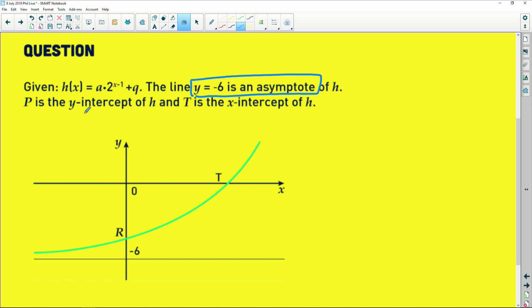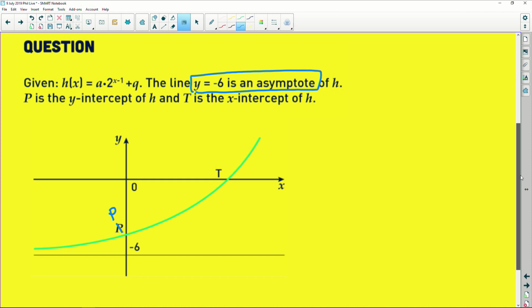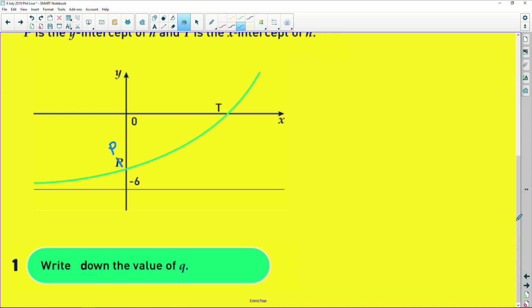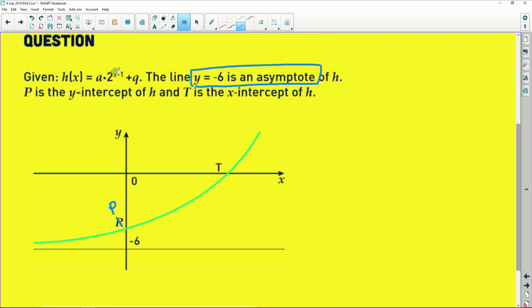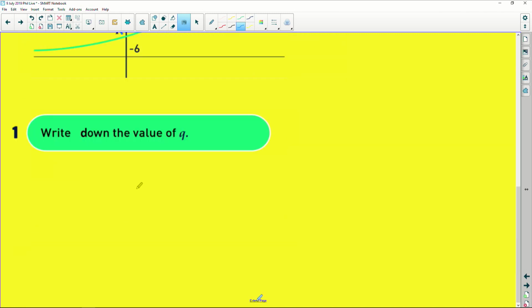Secondly, it says p is the y-intercept. We've labeled it incorrectly here, it's meant to be p over here. And t is the x-intercept of h, so that's this intercept over here. Firstly, it says write down the value of q. Well, as I mentioned before, because this expression can never equal 0, h will never touch this value of q. And because it will never touch it, it's the asymptote there, so q is equal to negative 6.